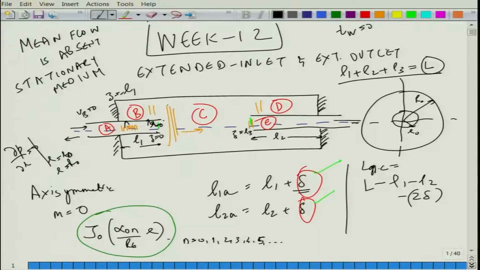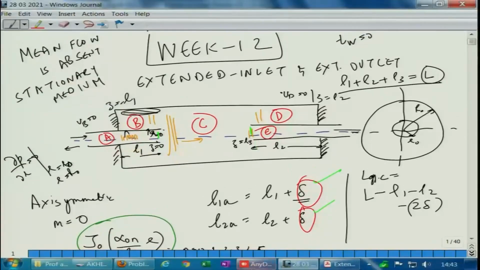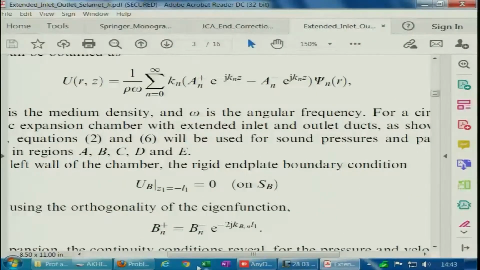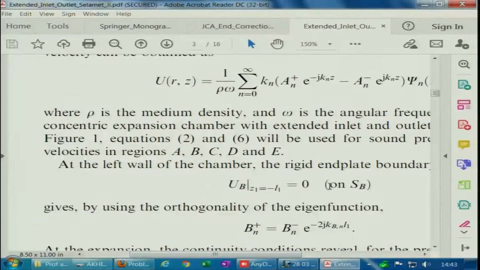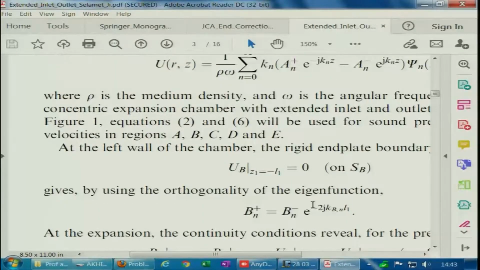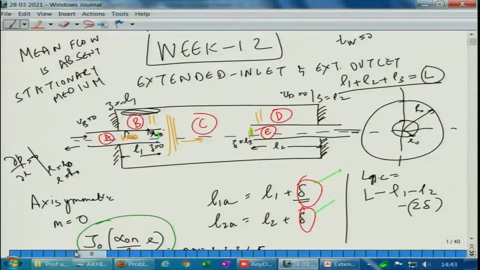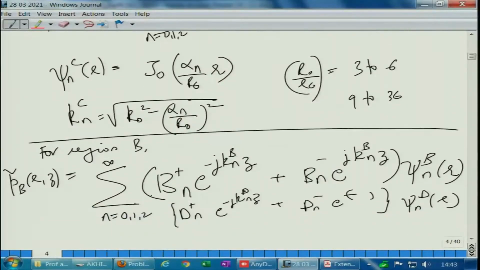So, rigid wall conditions will be applied, and we have a standing wave pattern set here, and similarly u_d is 0 at z equal to L2. So, let us get back to our paper and see what these guys have done. At z equal to minus L1, we have this. Sorry for going back and forth, but that is the nature of things.